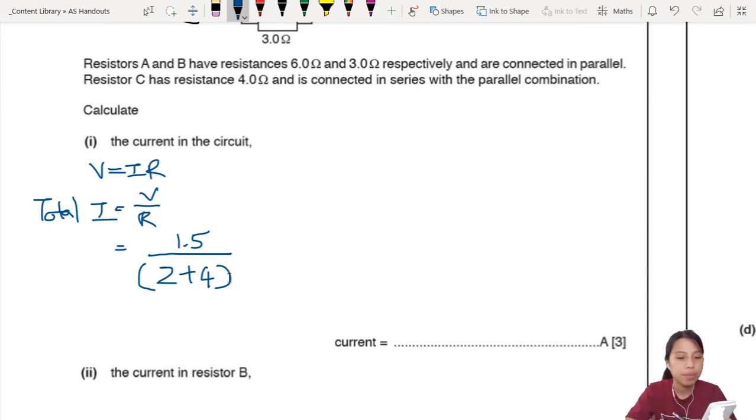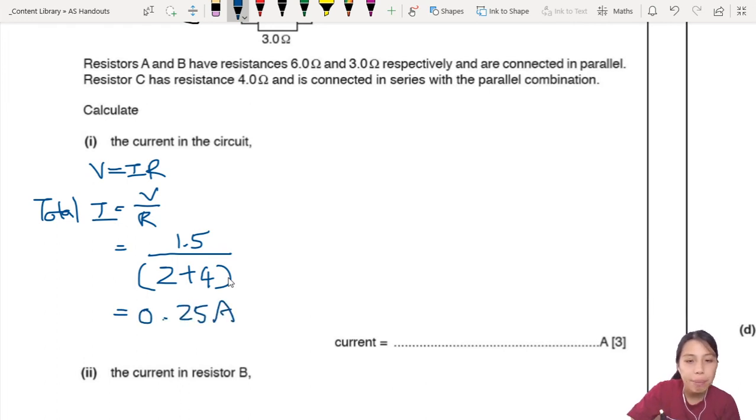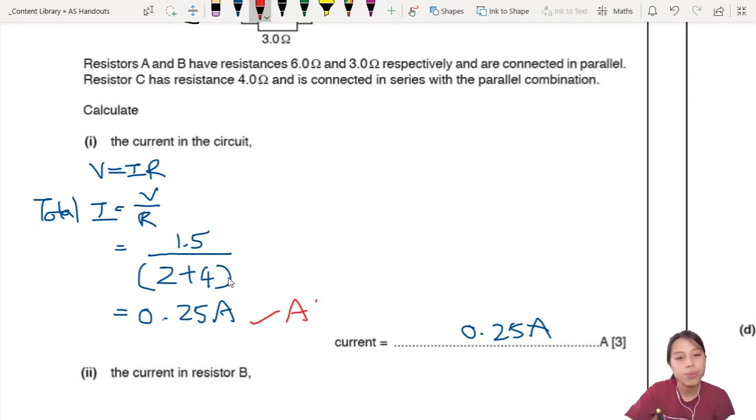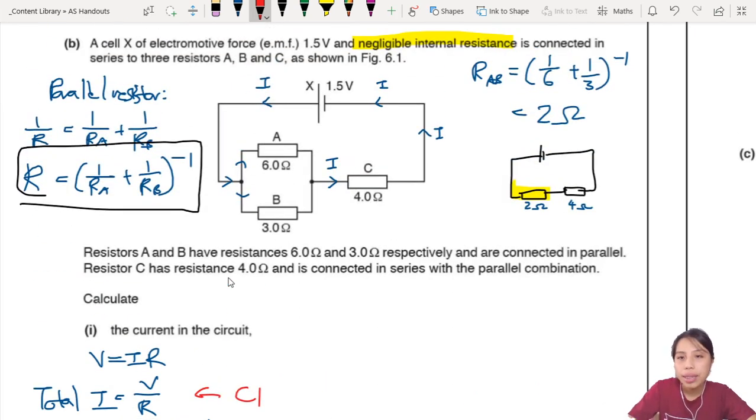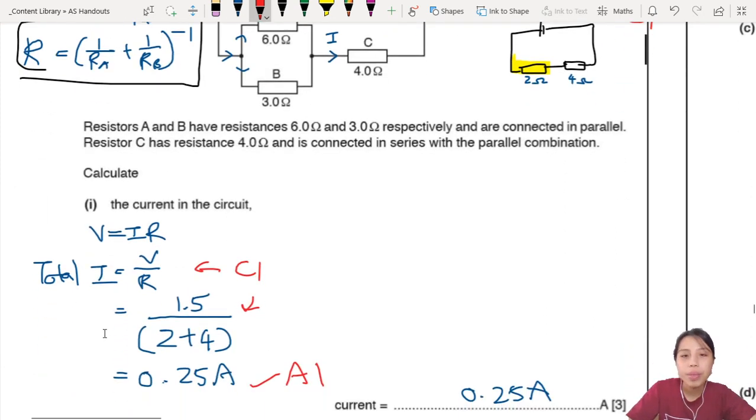1.5 over 6. Current is quite small, but this is normal for small circuits with a battery: 0.25 amps. So 0.25. 3 marks. Where does this come from? You can guess one comes from the final answer. Where do the other 2 marks come from? One comes from your working of V equals IR rearranged, either here or here. One more mark comes from this thing, C1 mark: how to deal with parallel resistors, the 1 over 6 plus 1 over 3, those kinds of stuff. So that's 3 marks in total for this one.